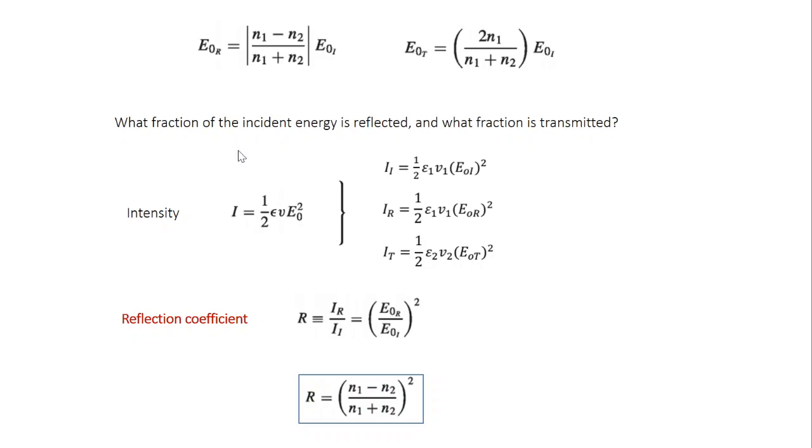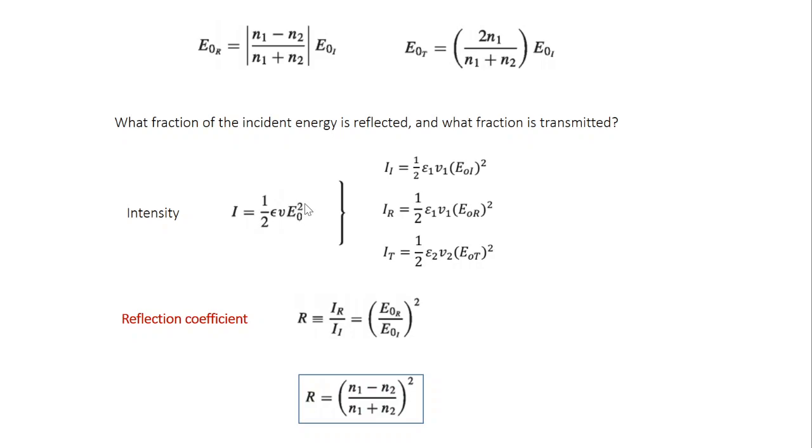Now let's ask the question, what fraction of the incident energy is reflected and what fraction is transmitted? Suppose you want to make a measurement of this. Can you measure the fields directly? No, you cannot measure the fields directly. Then what do you do? If you look at the light source, what aspect of the light can you measure? Of course, you can measure the brightness, right? And brightness is related to intensity. If you recollect the expression for intensity, I equal to half epsilon V E naught square.